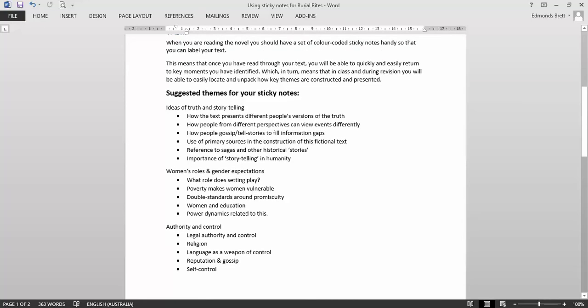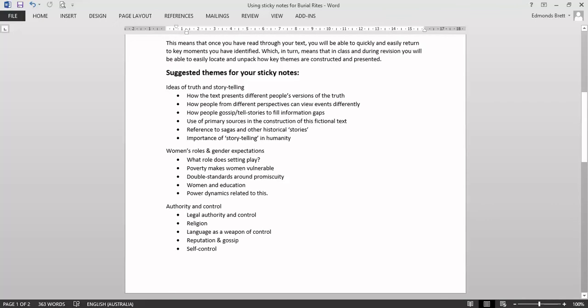key themes. We've suggested 8 themes that you can use your sticky notes to take notes on, but important thing, you only need to focus on 5. You can do all 8 if you want, won't stop you, but 5 is what's required.